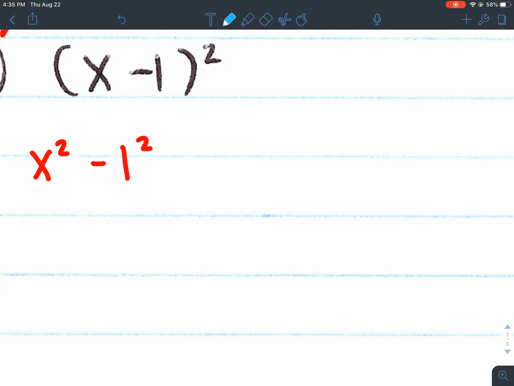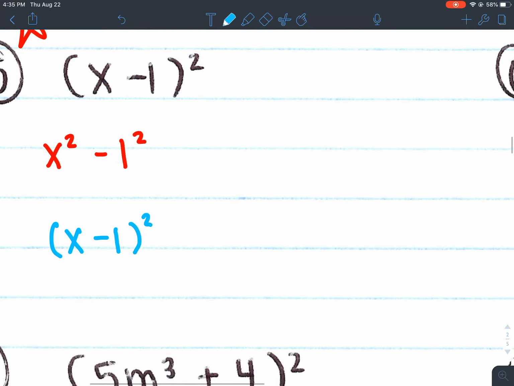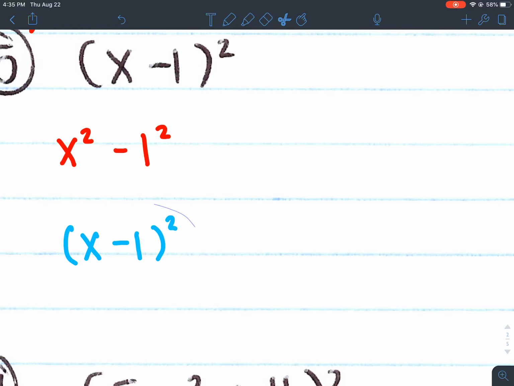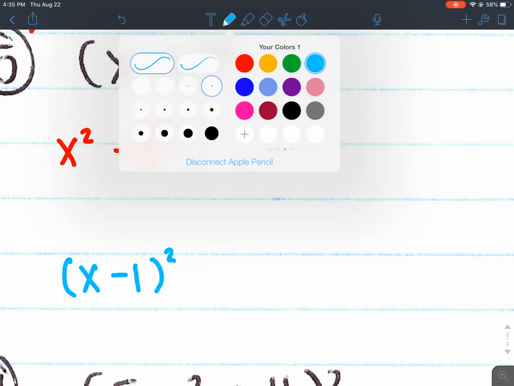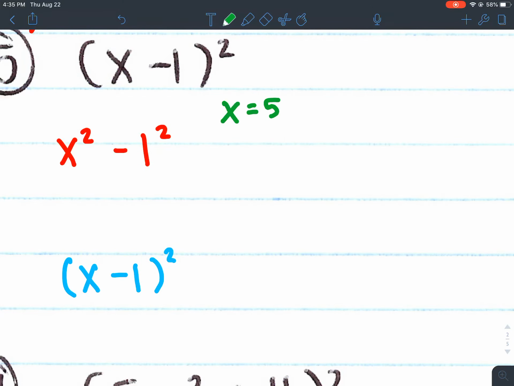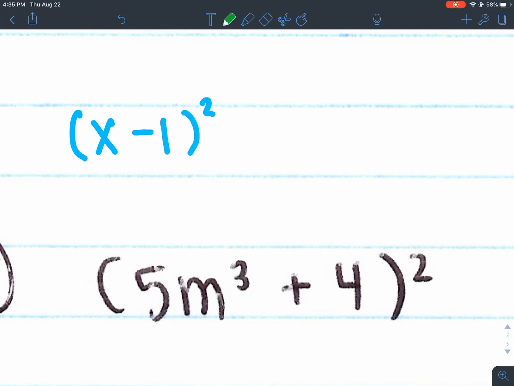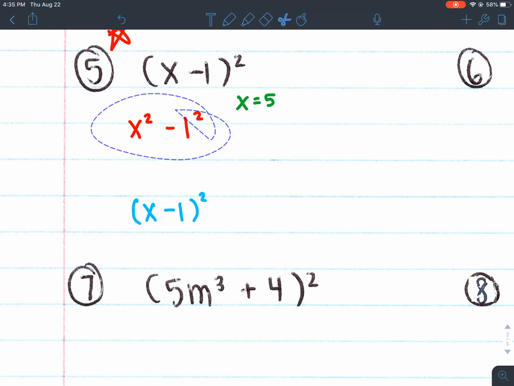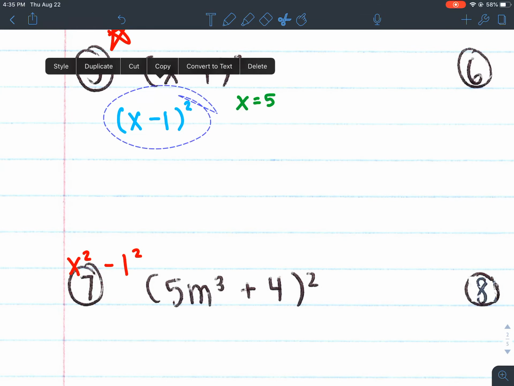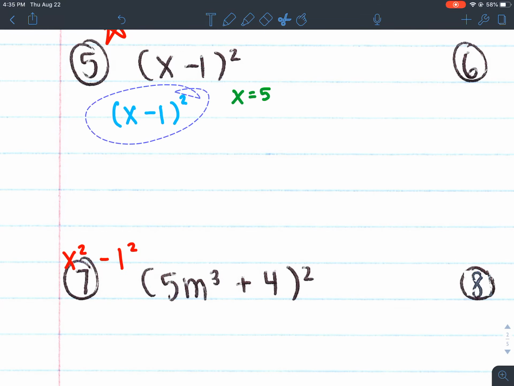So let's even put x minus 1 squared down here. Let's pretend x is 5, right? Let's pretend that x is 5. So if x is 5, the correct way, right? So this is the way we have at the beginning. Let me actually switch these because it doesn't make any sense for this one to be first. Okay, so this is what we have right now.